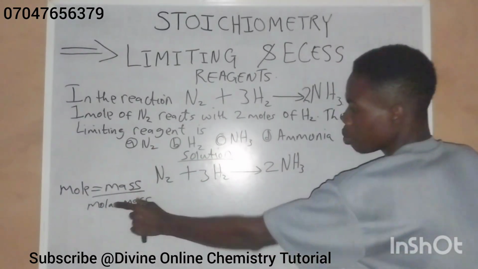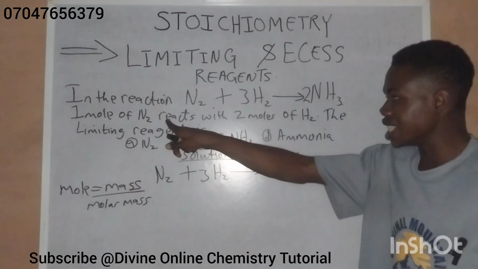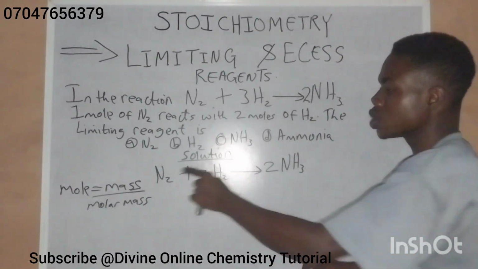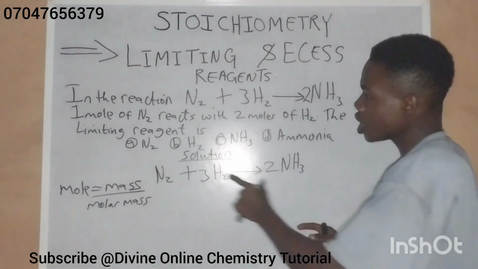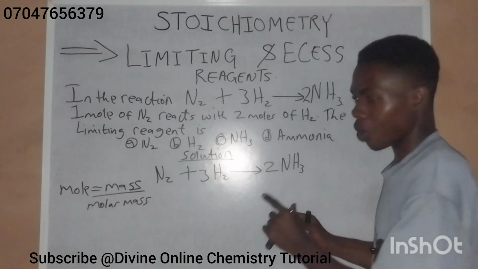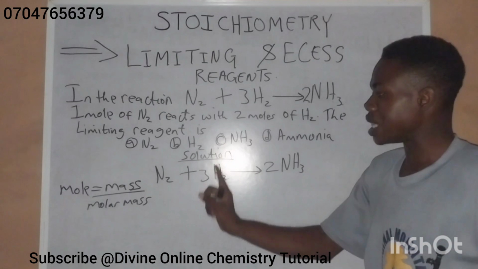We'll get the number of moles of each of the elements that we are being given. But in this case, they're already giving us the moles, so there's no need to find the moles. We go straight to the calculation. Since we are not finding the number of moles, what we are going to do is divide each of the number of moles they give us in the question by the coefficient.